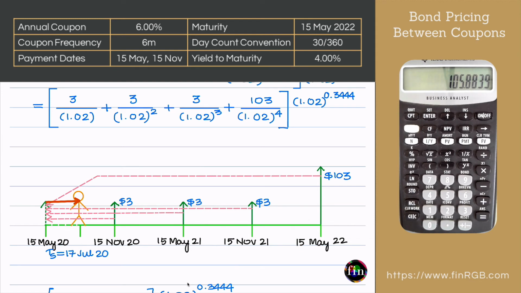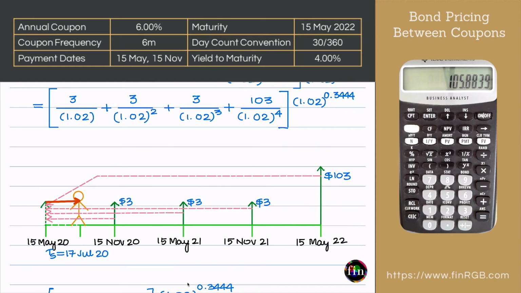I can actually think of this expression in the square bracket to be the value of my bond on the evening of 15th May 2020, the previous coupon date. When I say evening, basically I'm saying that the coupon which was meant to be paid on this day has already been paid out. So I'm not including the value of this coupon in this expression in the square brackets. Right? That's why I'm saying evening.